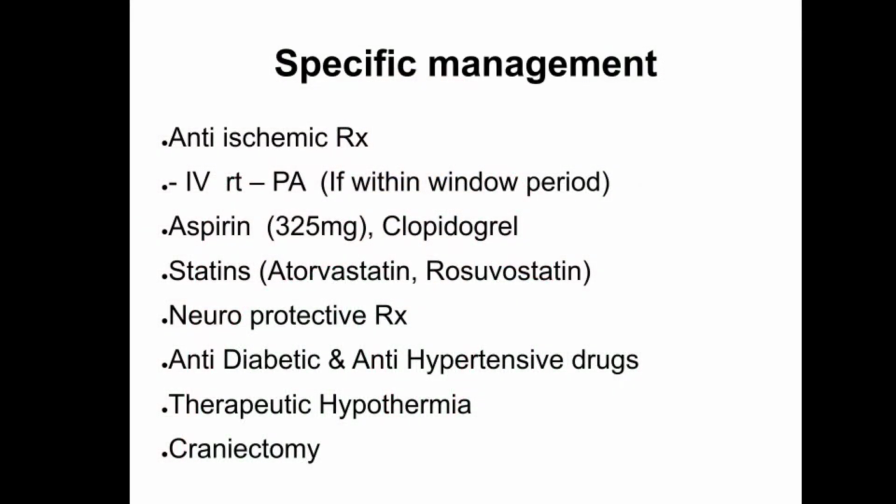Anti-ischemic treatment is mainly IV recombinant tissue plasminogen activator, RTPA. So this can be started within the window period, up to 4 or 4.5 hours. Then aspirin 325, statins, then other anti-diabetic, anti-hypertensive medication as mentioned. Then also you can consider therapeutic hypothermia. In selected cases of massive hemispheric infarct, you can consider craniotomy.